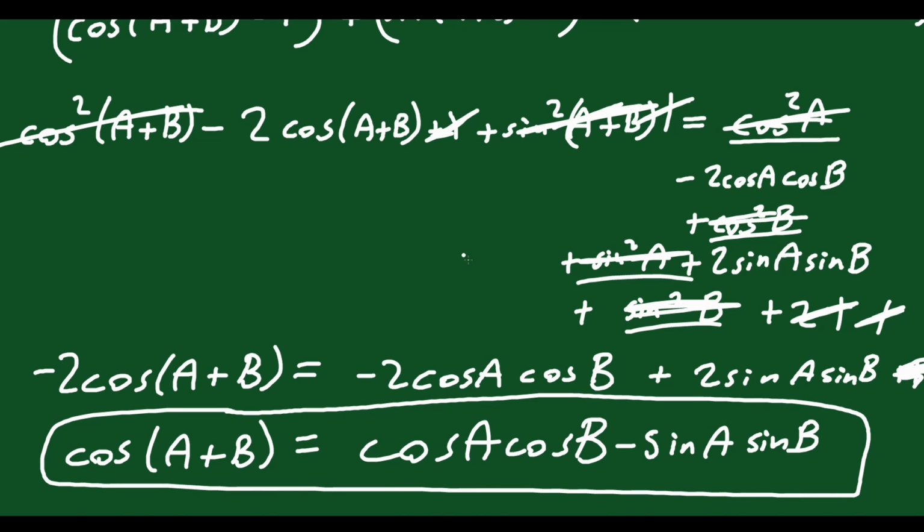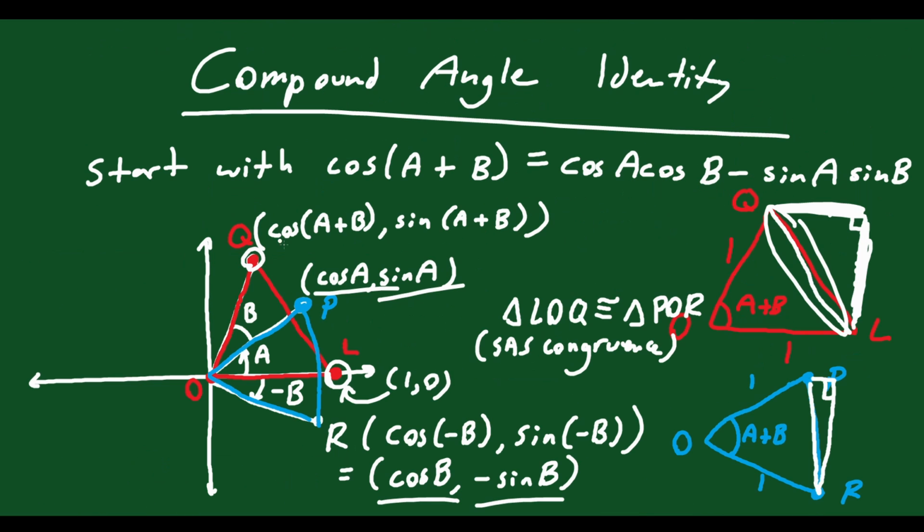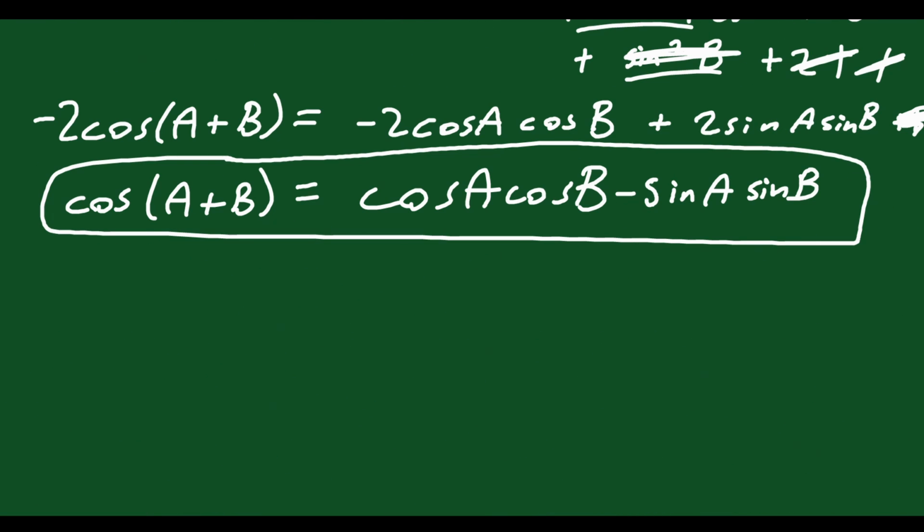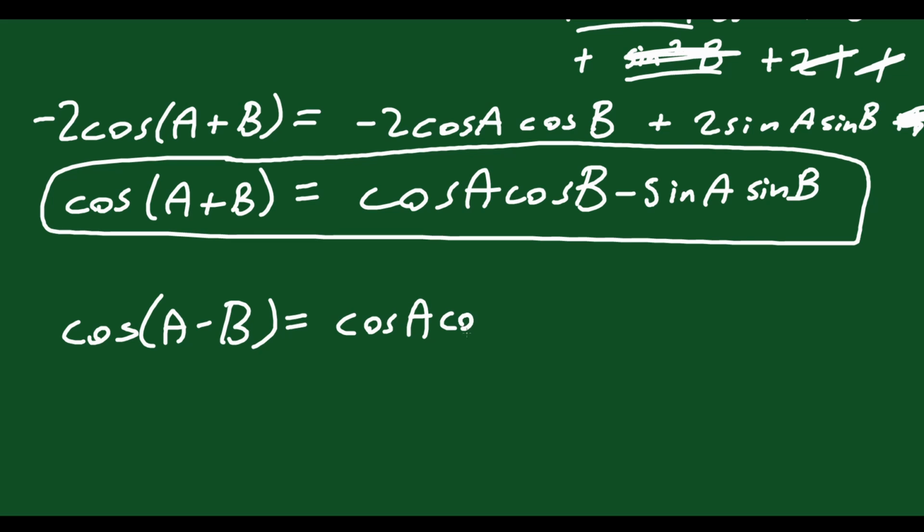So this proof is a little bit of work because you have to imagine A and B on an actual plane, right? But after you get this one, solving for the rest of them isn't too bad, because they can all be derived from this one. For example, if we know what this is, I could say, what's cos of A minus B? Well, it's cos A times cos, instead of B, I'm going to put negative B, minus sine A sine negative B.